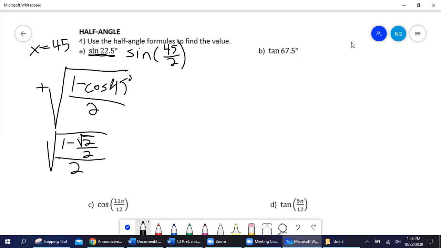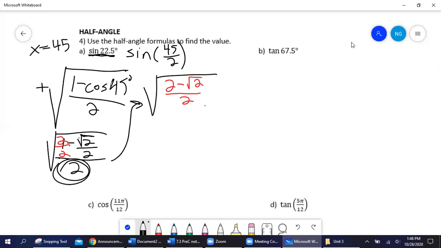Now everything from here on out is algebra. This is all inside of a square root. So there's a few ways you can attack this. You can combine the numerator into a single fraction first if you want. One is 2 over 2. So you'd have 2 minus root 2 over 2. And that's still all over this number 2.